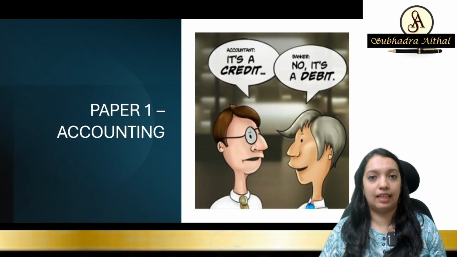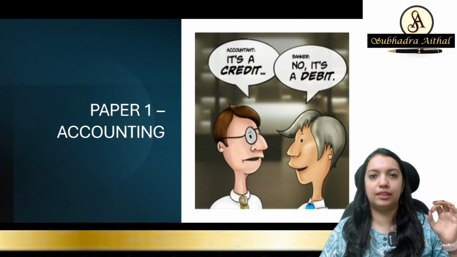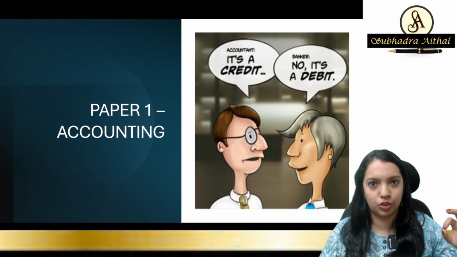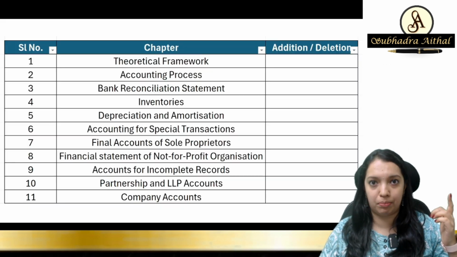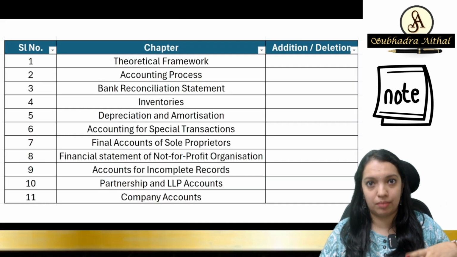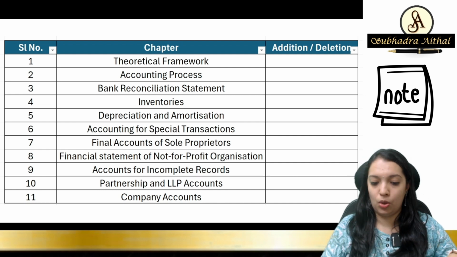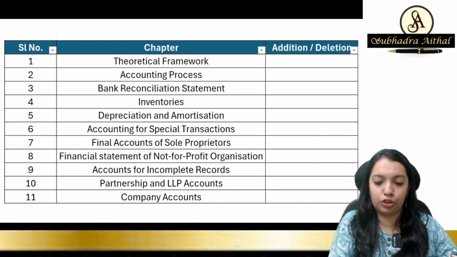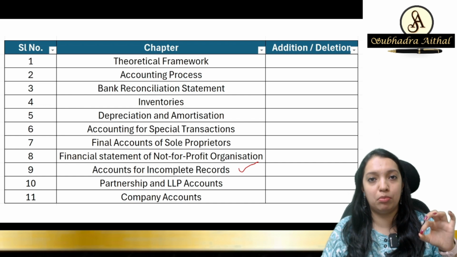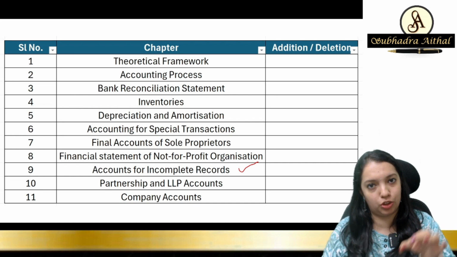The first subject is Accounting. Earlier, in the old syllabus, it was known as Principles and Practices of Accounting, where there were 10 chapters. Now, as per the new scheme, there are totally 11 chapters, where chapter number 9, Accounts from Incomplete Records, has been moved from the CA Intermediate syllabus to Foundation.